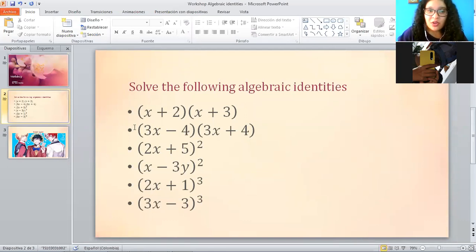Because with these two, you are going to have a lot of doubts about how to solve them. But don't worry. The second one is the easiest of them all, okay? So you don't have to worry about it.